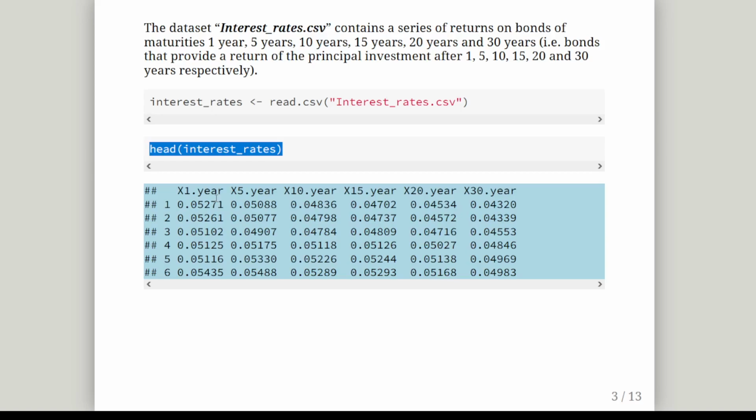What we have now is a data frame in the R environment, and just to see the general shape of it, head prints out the first 6 rows, and so there we have our 6 variables, 6 rows, and those are the returns.